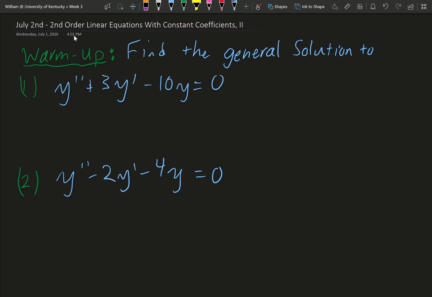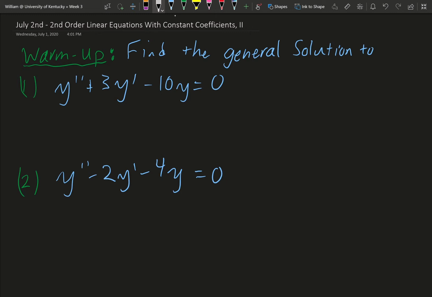All right, welcome to the lecture for July 2nd, where we are going to finish talking about second order homogeneous linear equations with constant coefficients. Okay, so start on the warm-up here. And hopefully you paused and got the answers. Let's go over the solutions real quick.